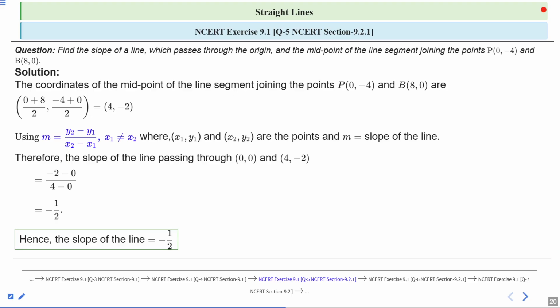Hence, the slope of the line is basically minus 1 by 2. So the slope of a line which passes through the origin and the midpoint of the line segment joining the points P(0, -4) and B(8, 0) is minus 1 by 2. And this is the final answer. So now let us move to the next question.